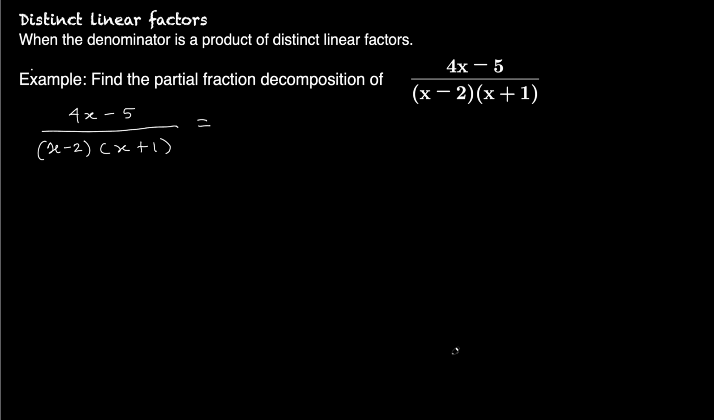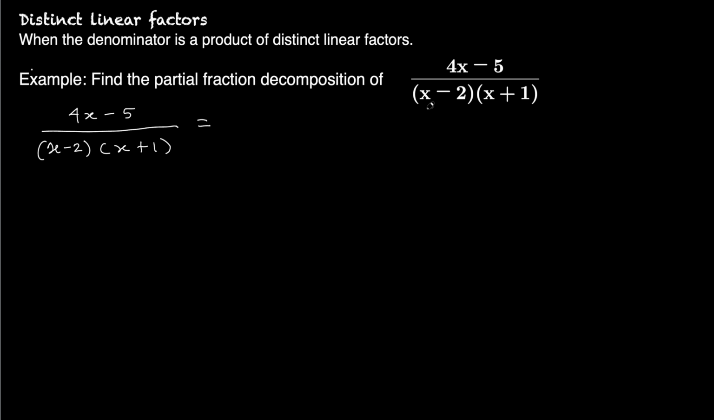Considering the first case, which is the case where you have distinct linear factors. This can happen when the denominator is a product of distinct linear factors. It could be 2 linear factors, it could be 3 linear factors, it could be 4, as many as possible. Now, let's look at the first example. We are to make a partial fraction decomposition of (4x minus 5) over (x minus 2)(x plus 1).